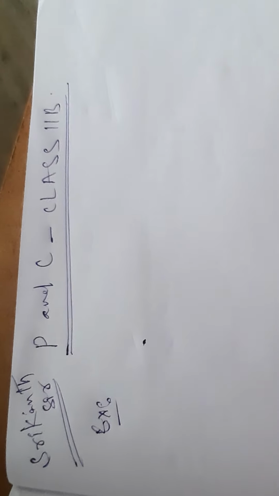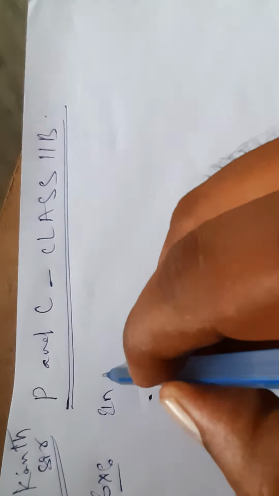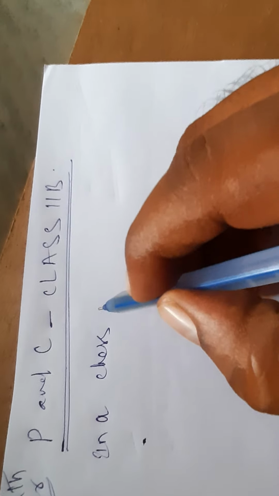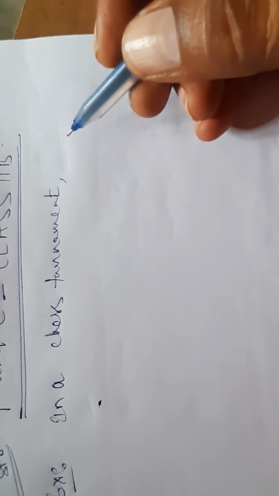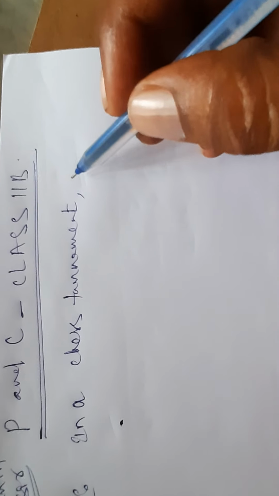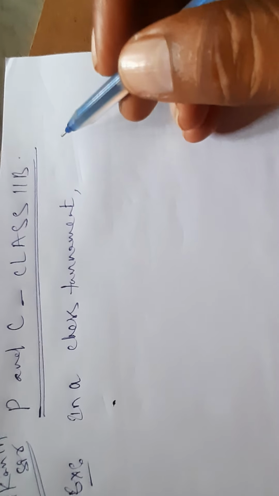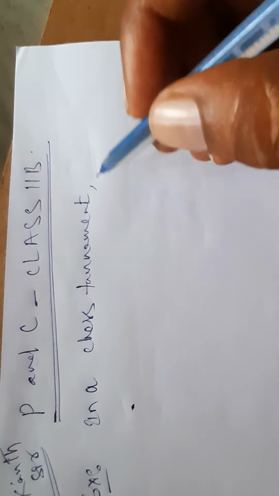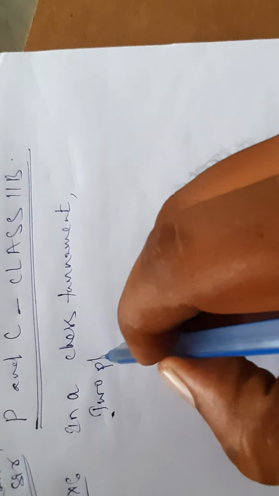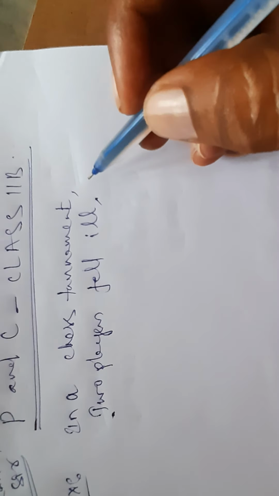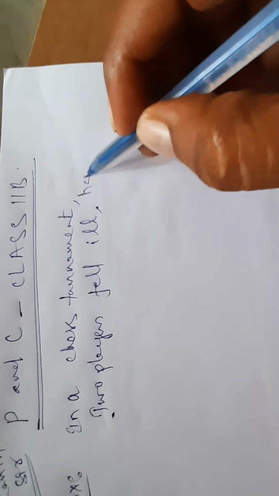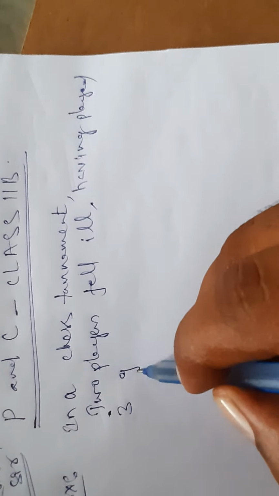Here the example is, in a chess tournament where the participants were to play one game with another. Every participant plays one game with another. Two chess players fell ill. Here the bit is like this: two players fell ill, having played three games each.